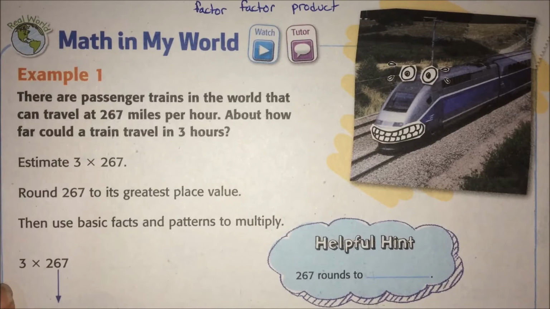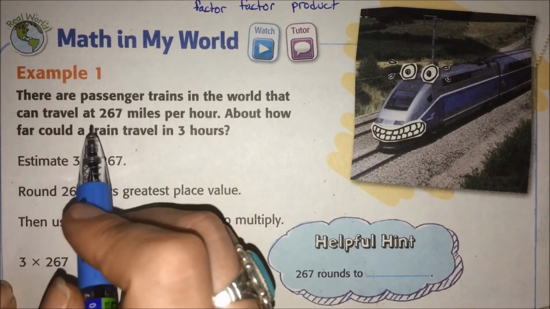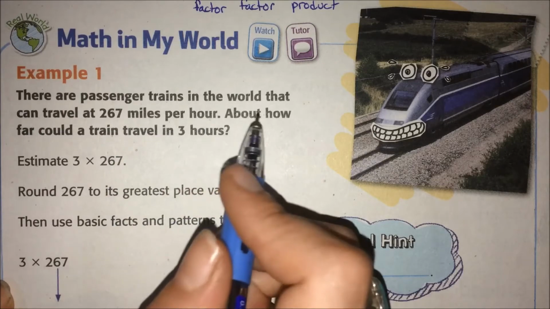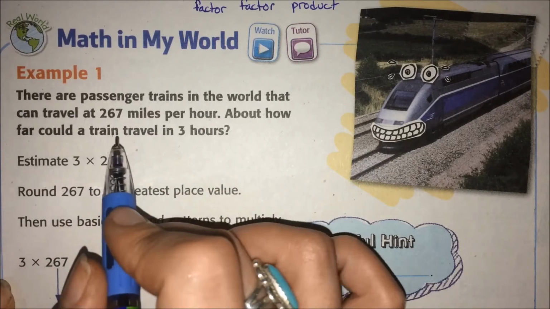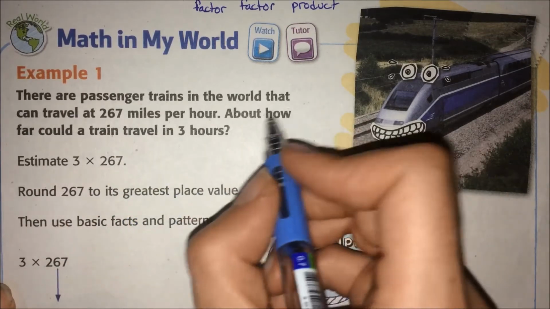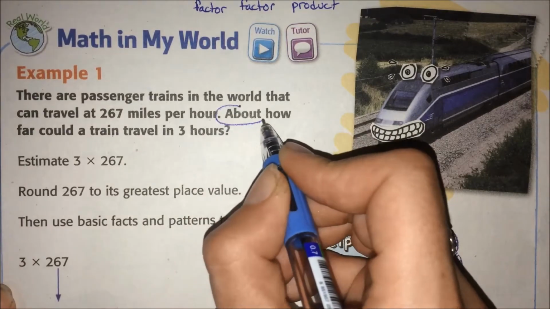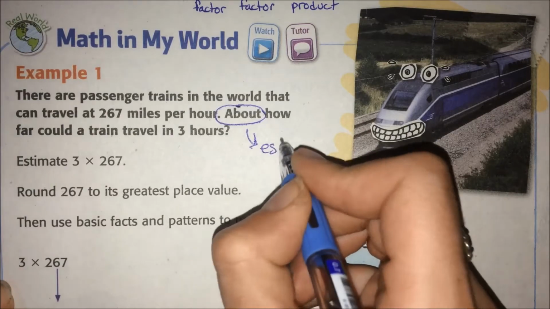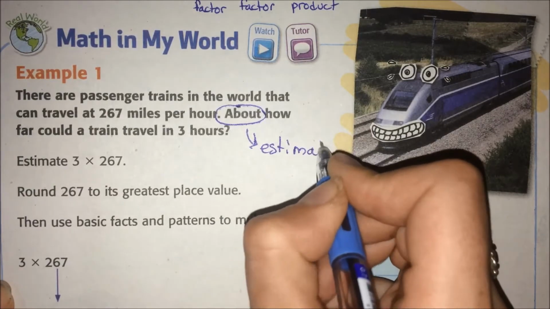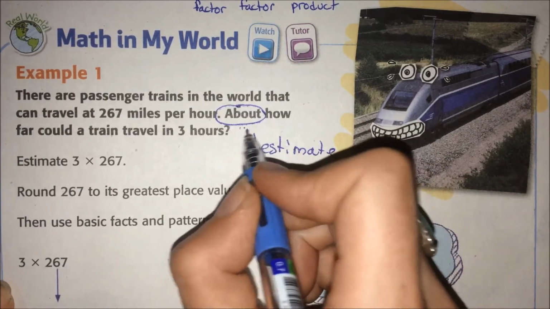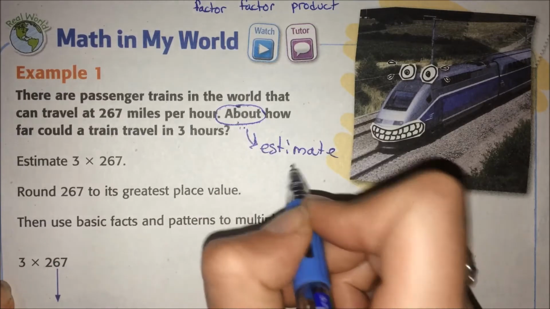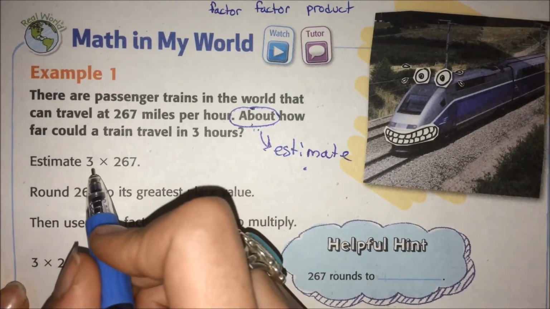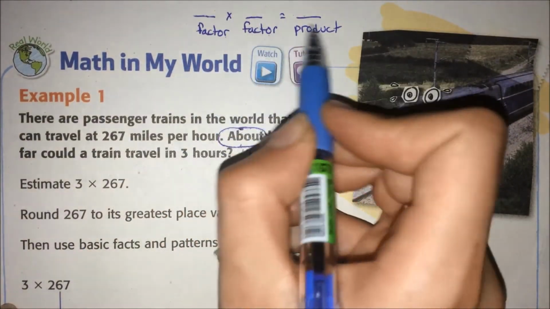There are passenger trains in the world that can travel at 267 miles per hour. About how far could a train travel in 3 hours? Whenever you see this word about in this math book, it probably means estimate. Be careful in your homework that if you see about, you estimate. So we're going to estimate the factors.